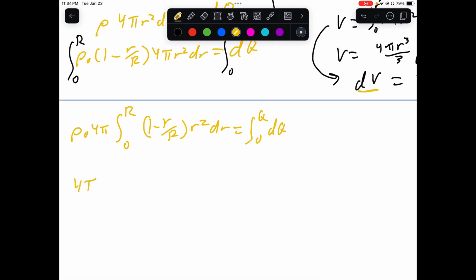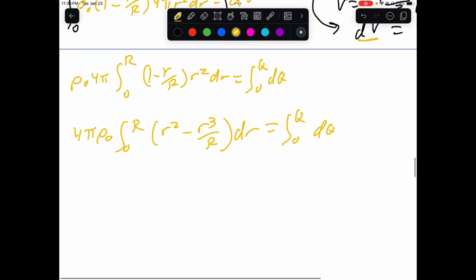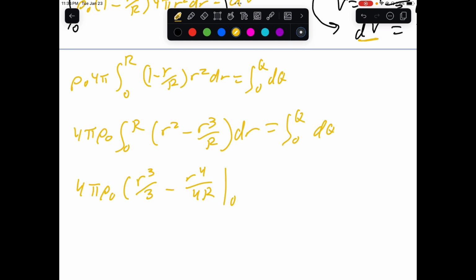So then I'm going to bring that 4 pi out in front of the rho naught, from 0 to R. That'd be r squared minus r cubed over R, dr, is equal to the integral from 0 to Q of dq. I don't know why I keep writing this. We know what's on the right-hand side, it's just Q. So let's go ahead and do that. 4 pi times rho naught, and the integral of r squared would be r to the third power over 3 minus, with that extra r in there, r to the fourth power over 4, evaluated from 0 to big R, is equal to, I'm skipping steps on the right side, Q evaluated from 0 to Q, so it's Q.